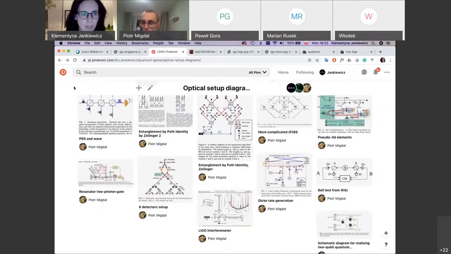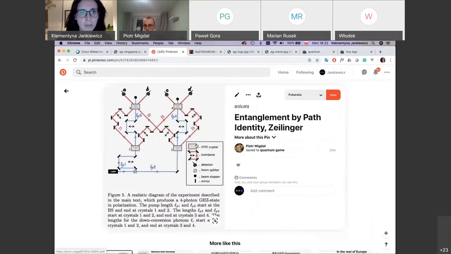So one of the first main things we decided to keep from the old game was inspired by all sorts of typical diagrams from quantum optics literature. Like this one, for example, that in themselves have some kind of a grid, and we thought that they really suit the drag and drop puzzle that we were building.